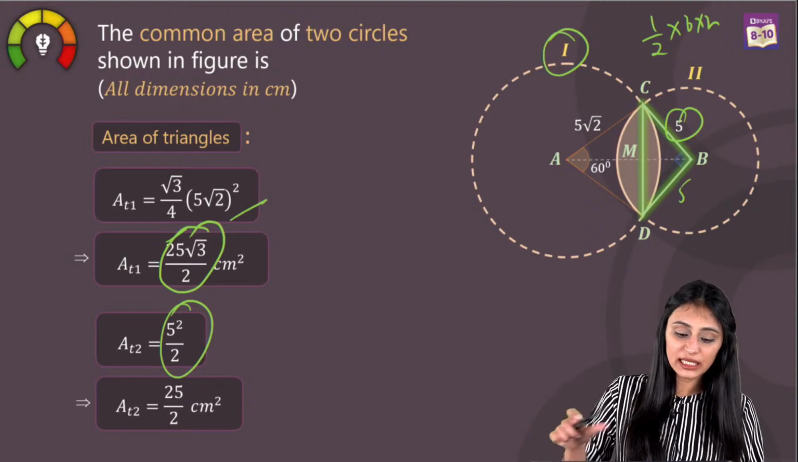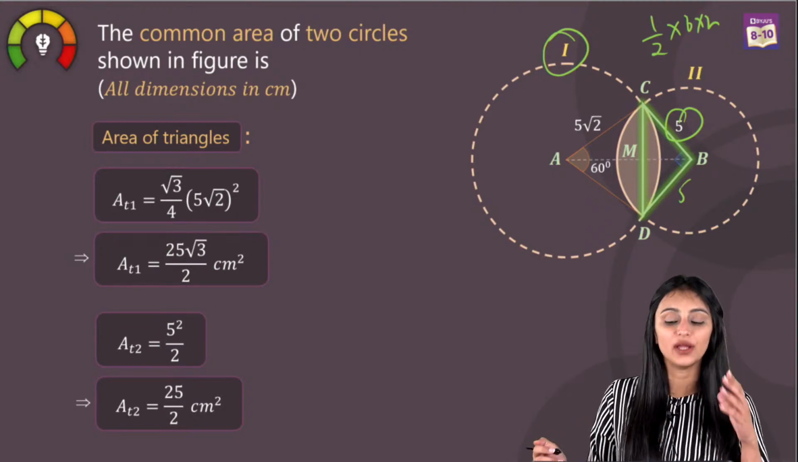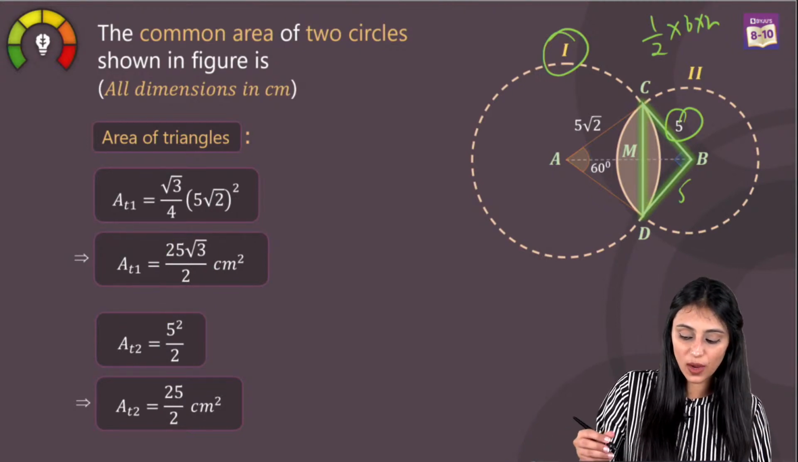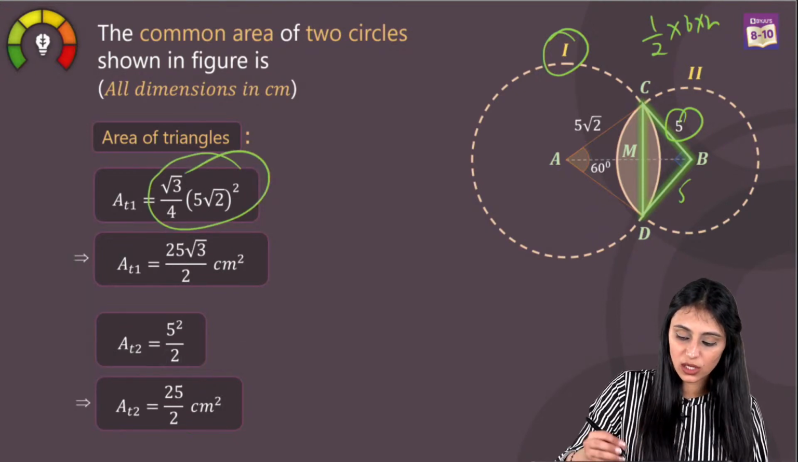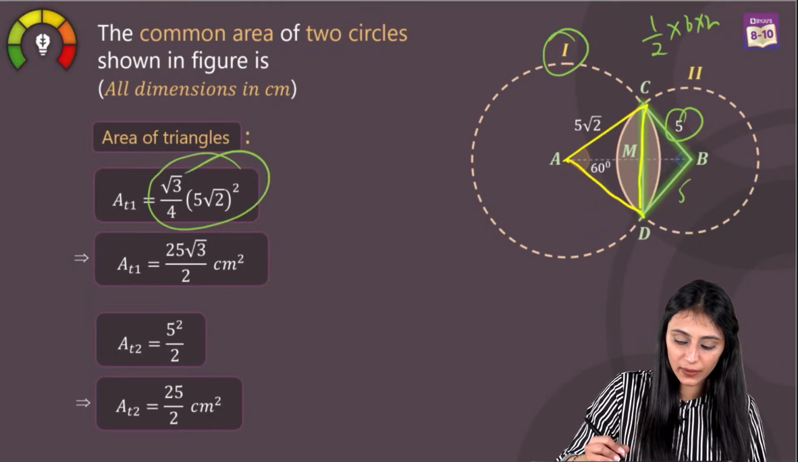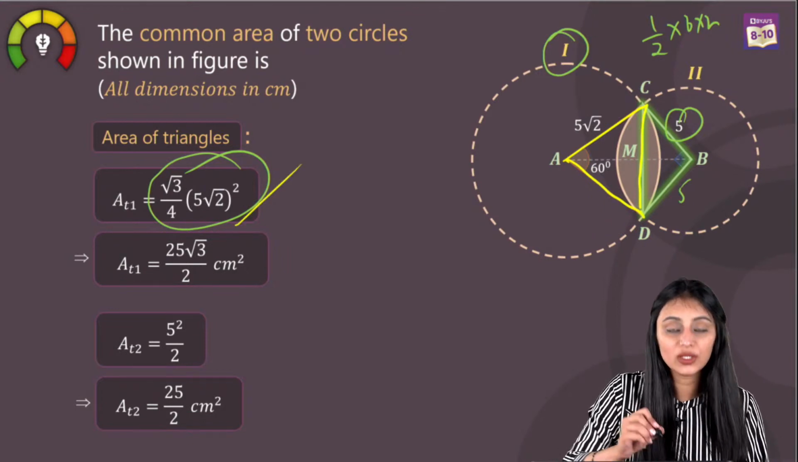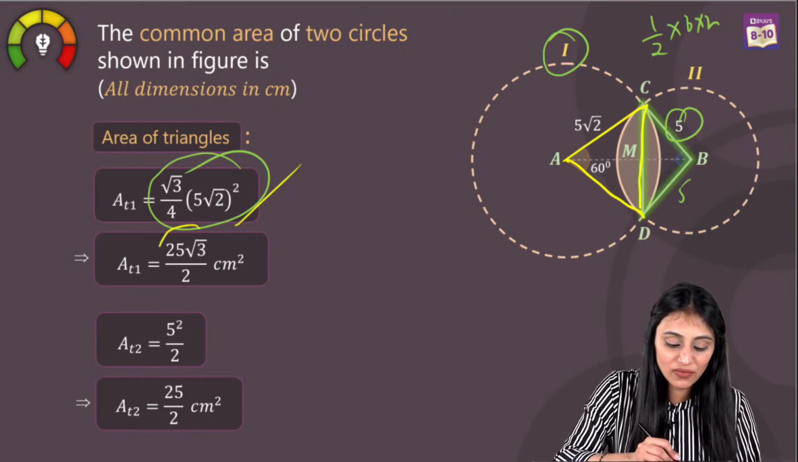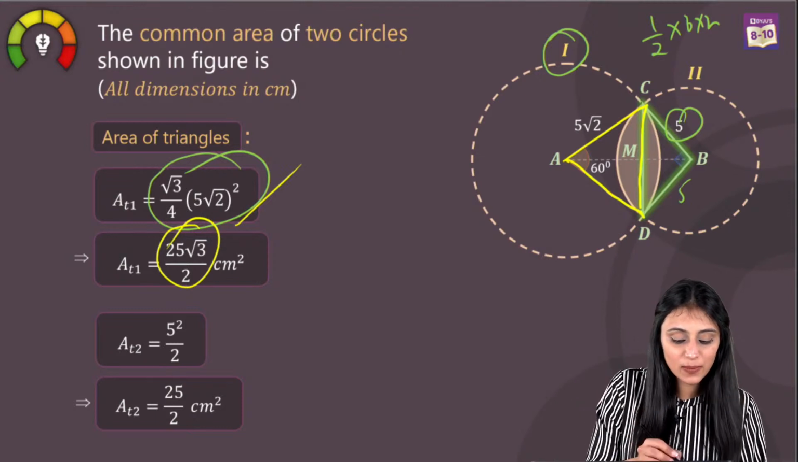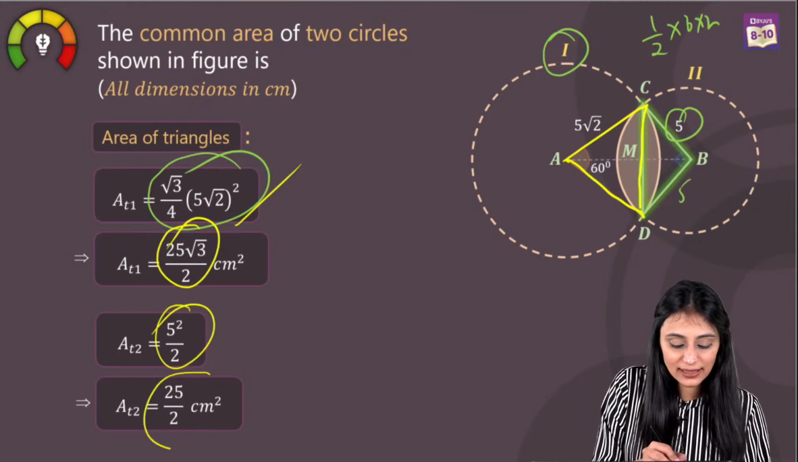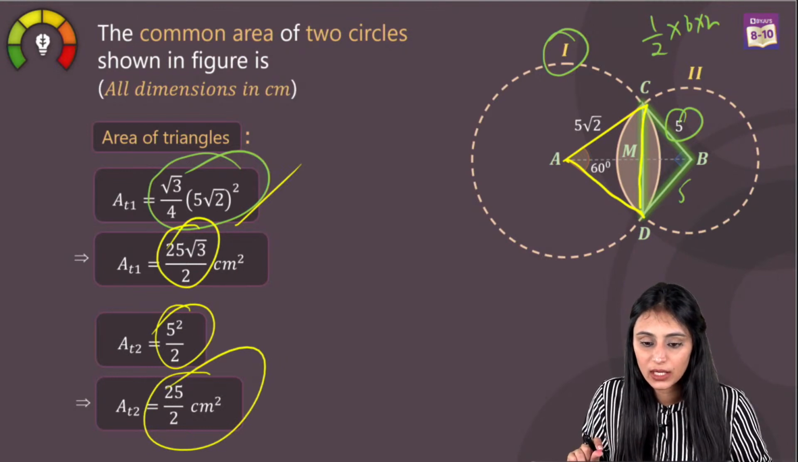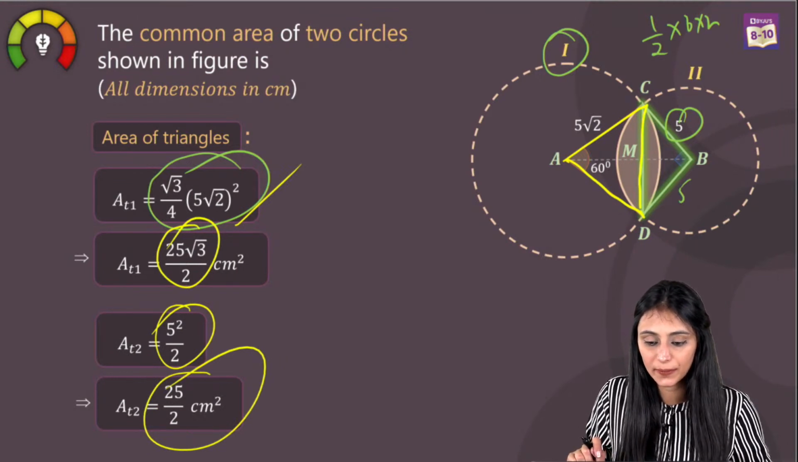Yes. Now what we have done here is we are just finding out the area of the triangles. The first one was an equilateral triangle. This one. Let me change the color. This one was an equilateral triangle. So we use the formula root 3 by 4 into 5 root 2 square. You get 25 root 3 by 2. The other one is basically a right angle triangle. That's half times base times height, that's 25 by 2. Yes, Sabarish, that's equilateral, the first one.